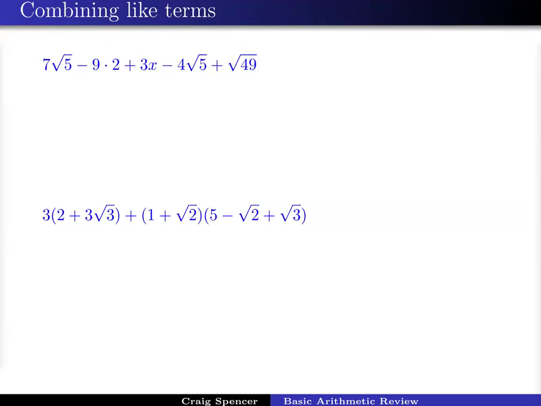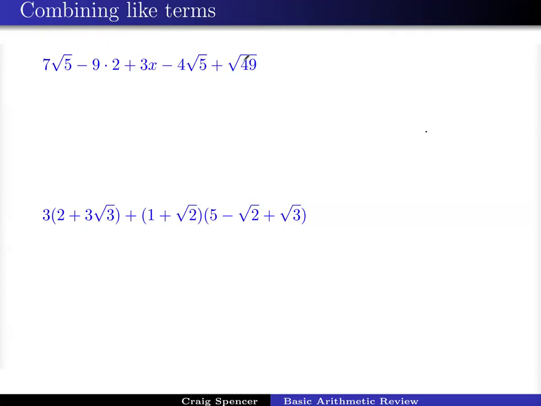So in this talk, we're going to discuss combining like terms. This is where if we have some messy expression, you want to, as much as possible, simplify it down and put things that look the same together. So if we look at this first expression here, we've got some stuff that involves a root 5, some stuff that involves the variable x, and we've got this square root of 49 as well.